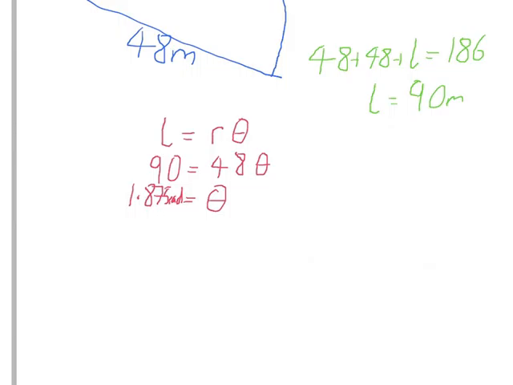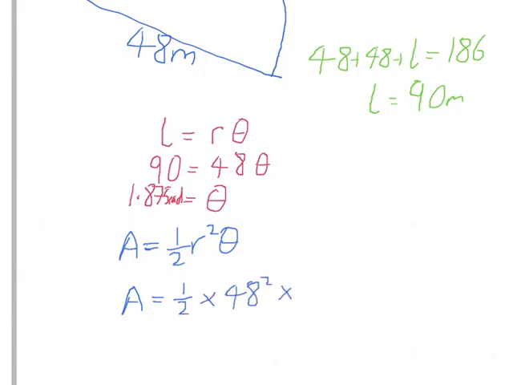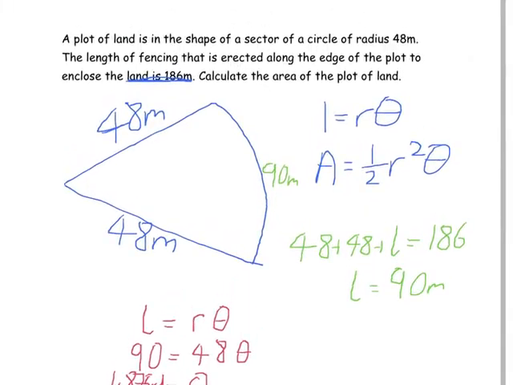Now we can use this information to find out the area. So remember, the equation for finding the area of a sector is area equals a half r squared theta, and we know that r is 48 and we know that theta is 1.875. So half times 48 squared times 1.875, and if we do that on a calculator, we find that the area is equal to 2,160 metres squared.